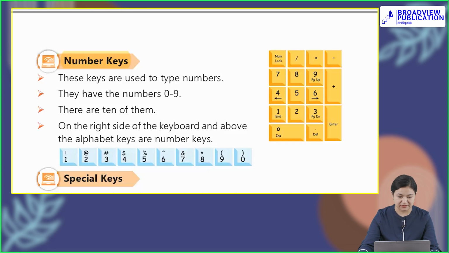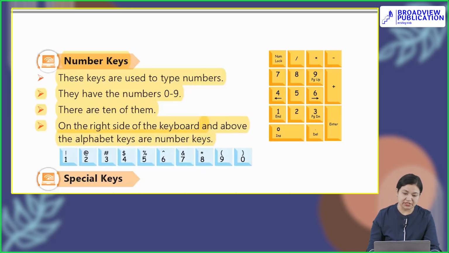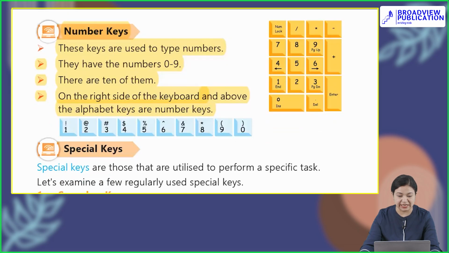Number keys. These keys are used to type numbers. They have the numbers 0 to 9. There are 10 of them on the right side of the keyboard and above the alphabet keys. So whenever you want to type numbers on your monitor, we use number keys. They are 10 in number and they are on two sides of the keyboard, on the right side and above the alphabet keys. So first one is here, as you can see, and the second one is just above the alphabet keys.